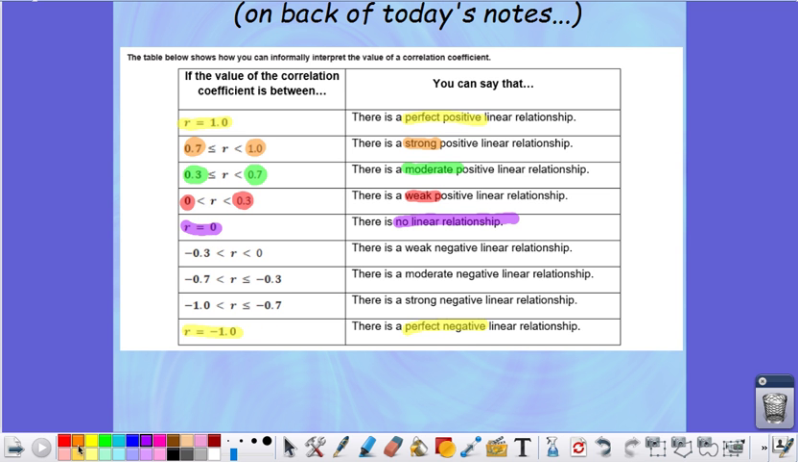Now, we can reuse these moderate, strong, and weak words to describe negative relationships with the corresponding negative value between 0 and 1. So, for example, moderate values will always be between 0.3 and 0.7, or negative 0.3 and 0.7. So you may refer back to this chart during our video lesson or anytime throughout this unit.